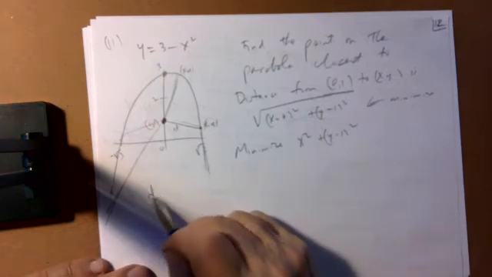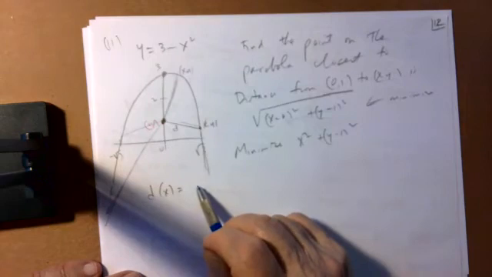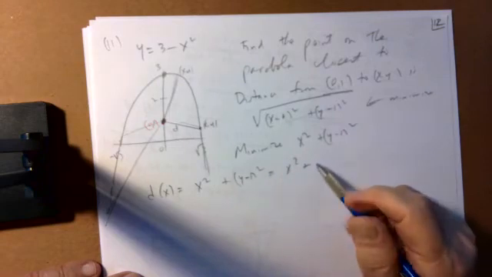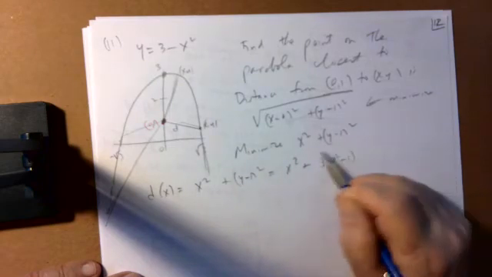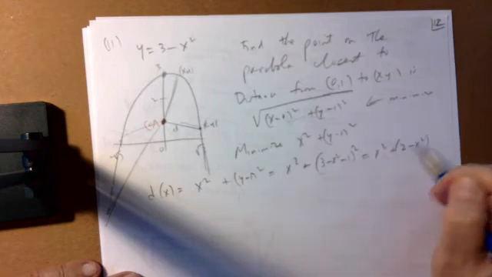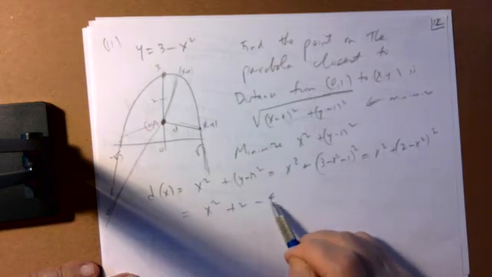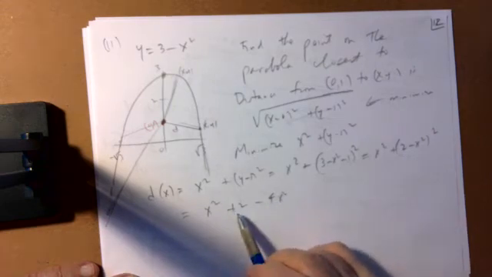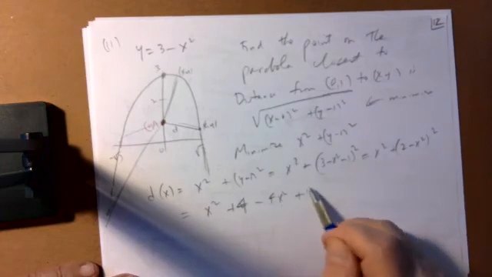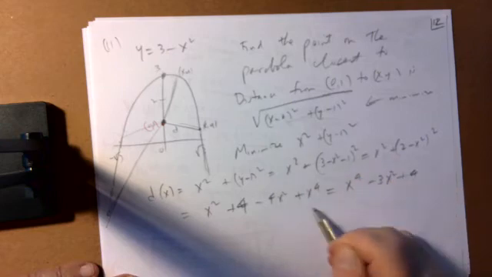So let's call that d, because y is a function of x. So x squared plus y minus 1 squared is x squared plus, what is y? 3 minus x squared minus 1 squared. That's x squared plus 2 minus x squared squared. That's x squared plus 4 minus 4x squared plus x to the 4th. That's x to the 4th minus 3x squared plus 4.